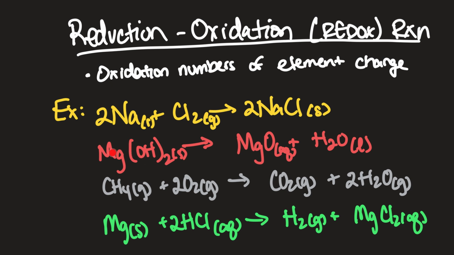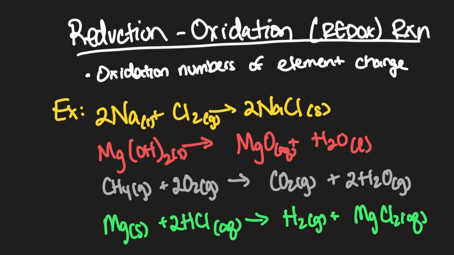Here, the second example, you have magnesium hydroxide. It breaks down to form magnesium oxide and water. All right. This is oftentimes called a decomposition, where you have a single reactant that breaks down to smaller products. All right. But all in all, this is a redox reaction. We've talked about combustion before.